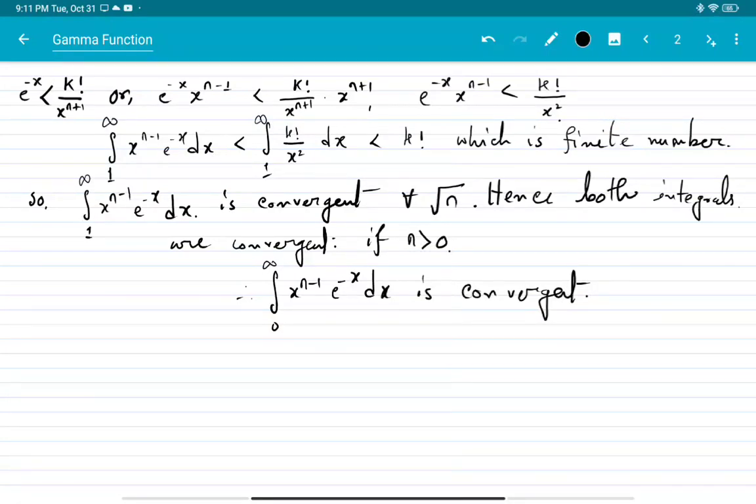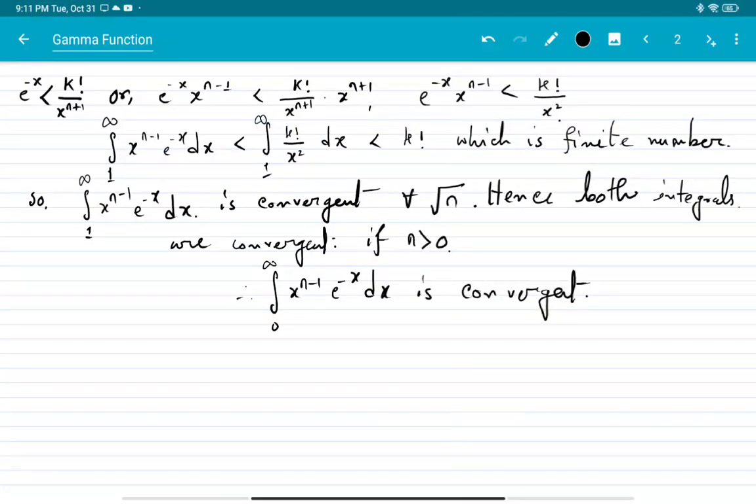So this entire evaluation proves the convergence of the gamma function. That's how you can check whether this gamma integral is convergent or not, as it is an improper integral. Okay, now we'll come to evaluate the gamma integral.